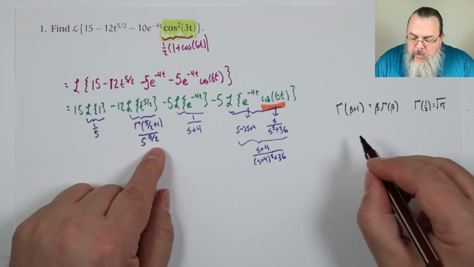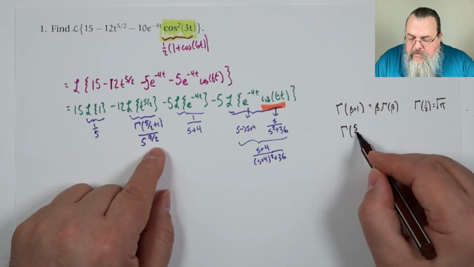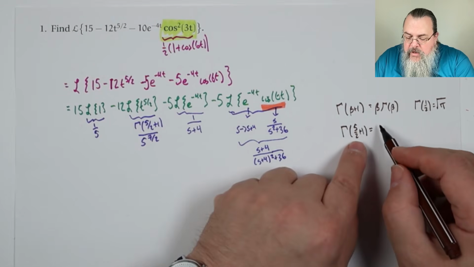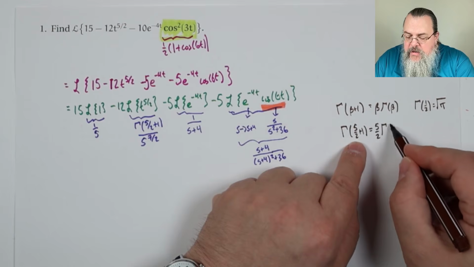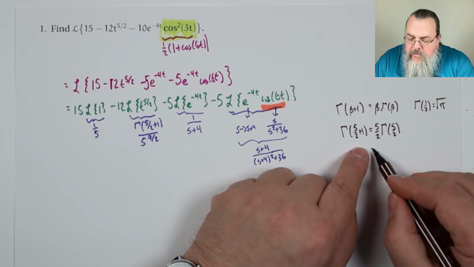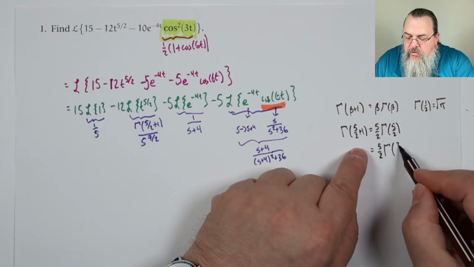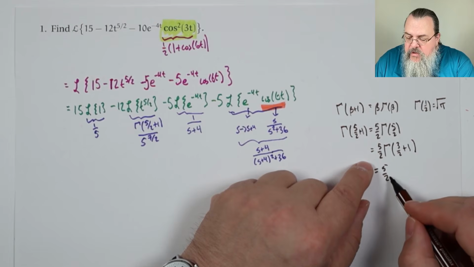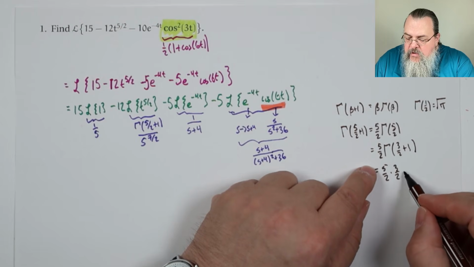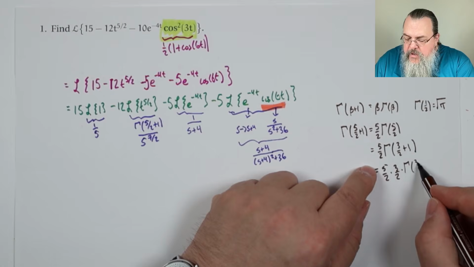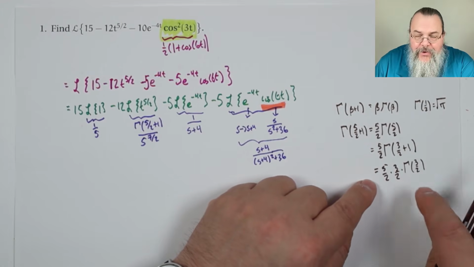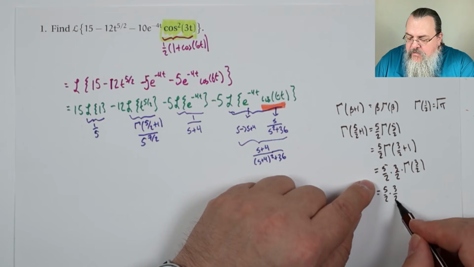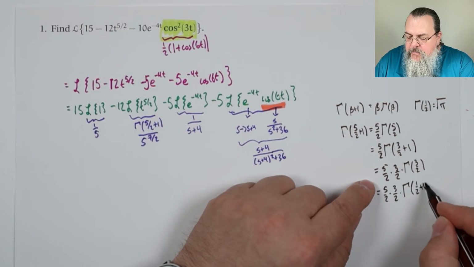So let's start here. What do we have? We have gamma of 5 halves plus 1. According to this, beta is 5 halves, so 5 halves times gamma of 5 halves. Well, wait, 5 halves is the same as 3 halves plus 1. So this will become 5 halves times 3 halves times gamma of 3 halves. And 3 halves is a half plus 1, so 5 halves times 3 halves times gamma of a half plus 1.